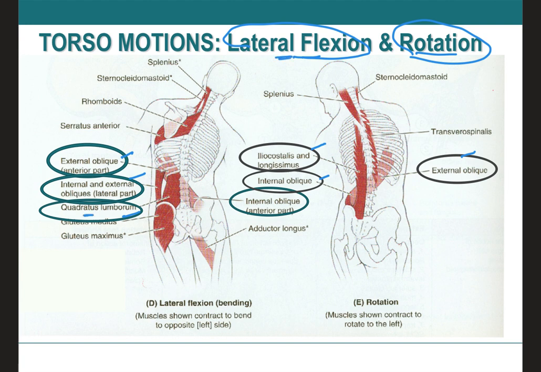For lateral rotation, think of it this way. The quadratus lumborum, remember how it's lateral to the kidney, therefore it will help with lateral rotation. And the iliocostalis and longissimus, because it's right close to the spine, so the midline, it will help with rotation.